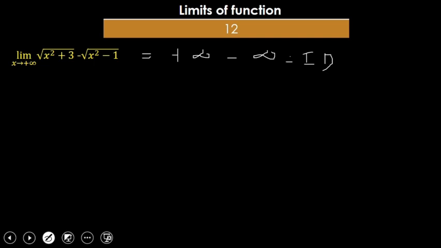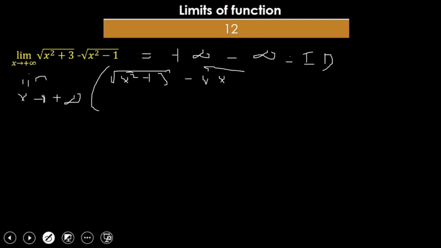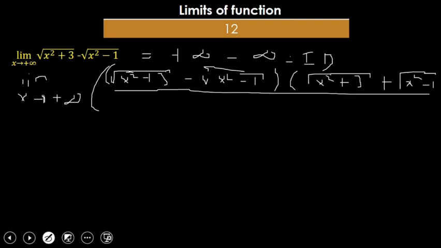Find the conjugate, that is, limit as x tends to plus infinity of square root of x squared plus 3 minus square root of x squared minus 1, all that times square root of x squared plus 3 plus square root of x squared minus 1, all over square root of x squared plus 3 plus square root of x squared plus 1.